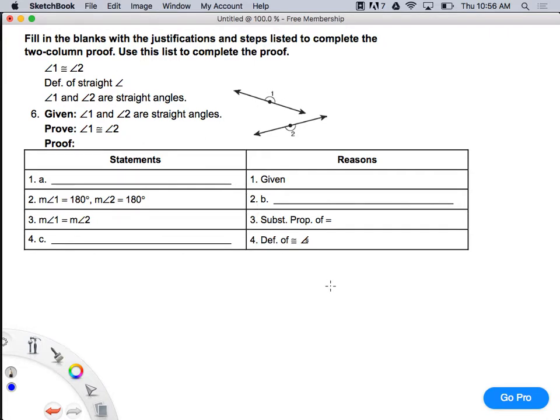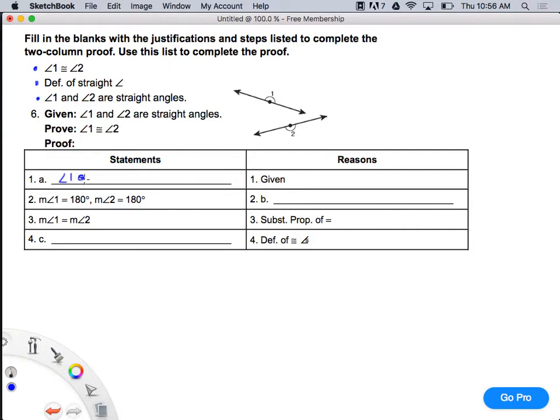All right. Fill in the blanks with the justifications and steps listed to complete the two-column proof. Use this list to complete the proof. It gives us a list of things to fill in the blanks with. It says given angle 1 and angle 2 are straight angles. Straight means they just make up a straight line. Prove that angle 1 is congruent to angle 2. Well, the first thing is given. What's the only thing that's given? Angle 1 and angle 2 are straight.